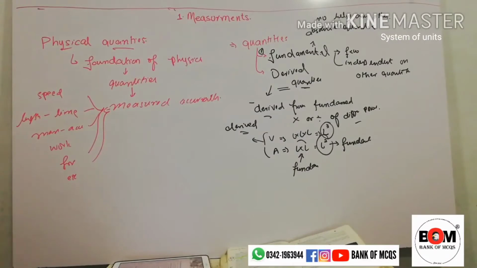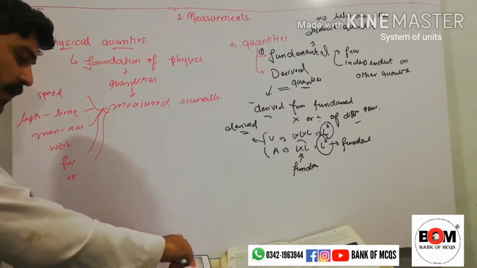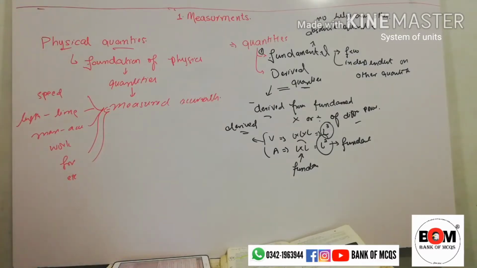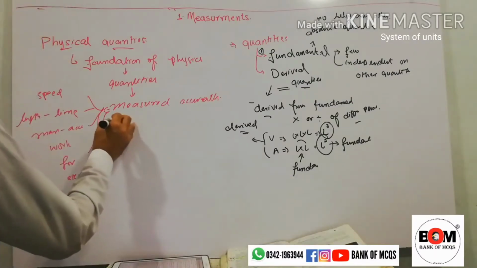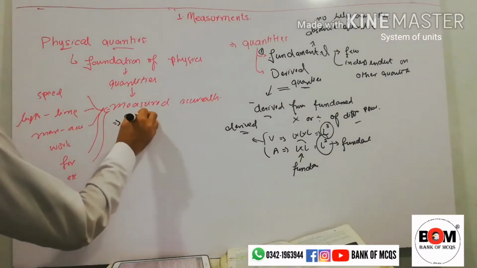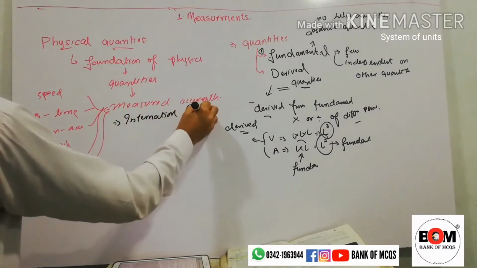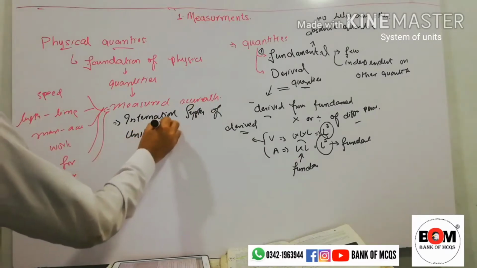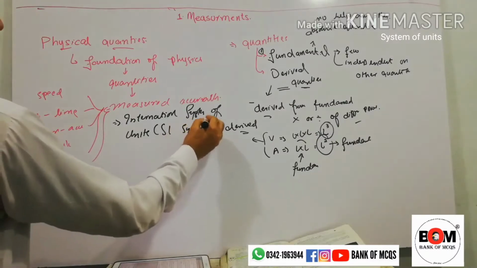The next is the system to measure these fundamental and derived quantities. So in books they have directly given the International System of Units. This is also called the SI system, System International.